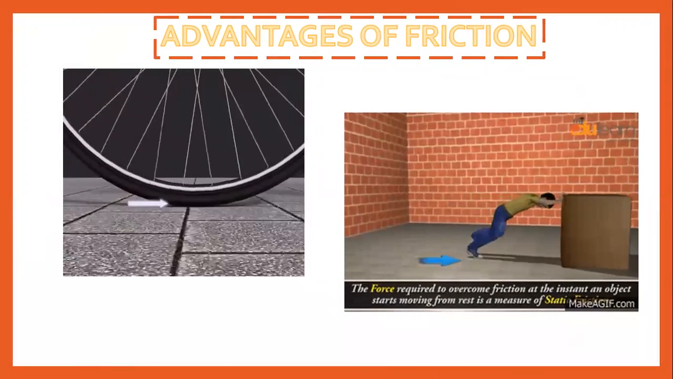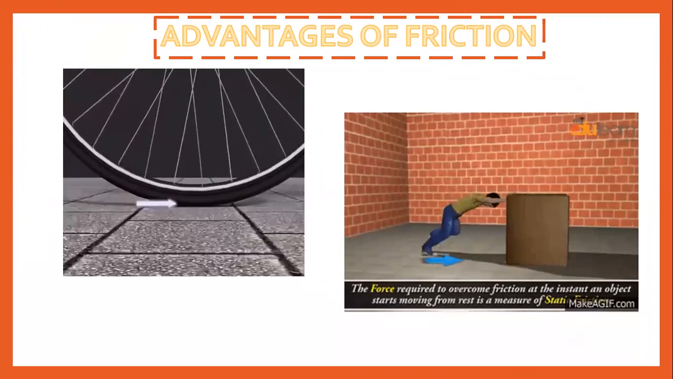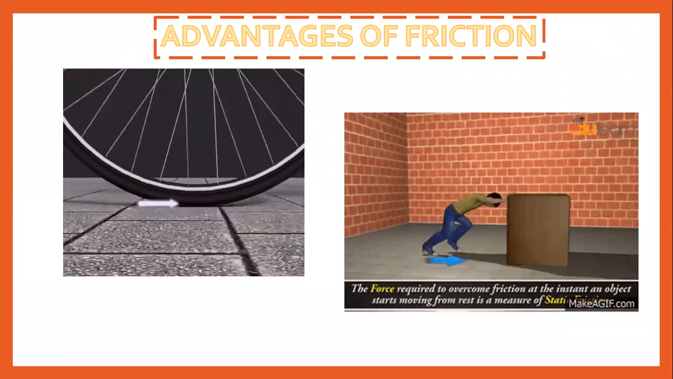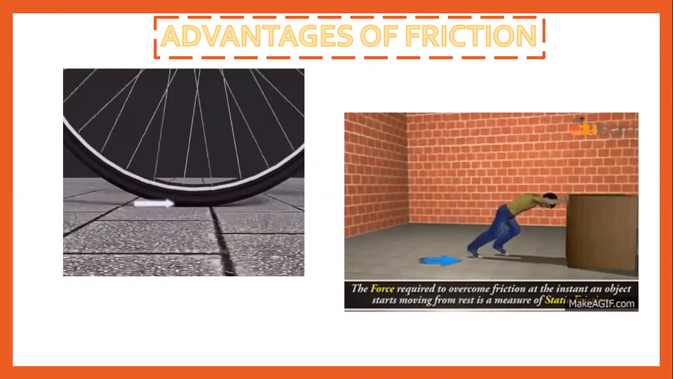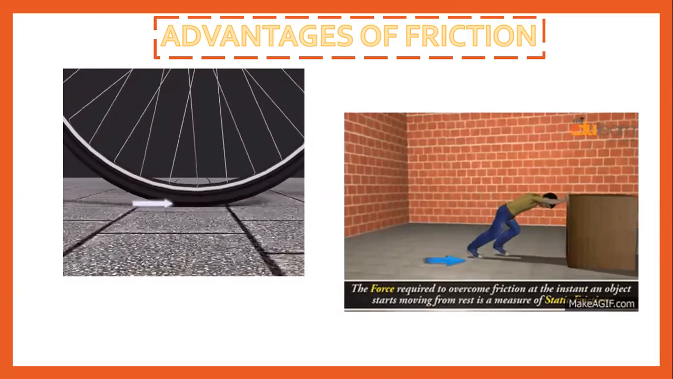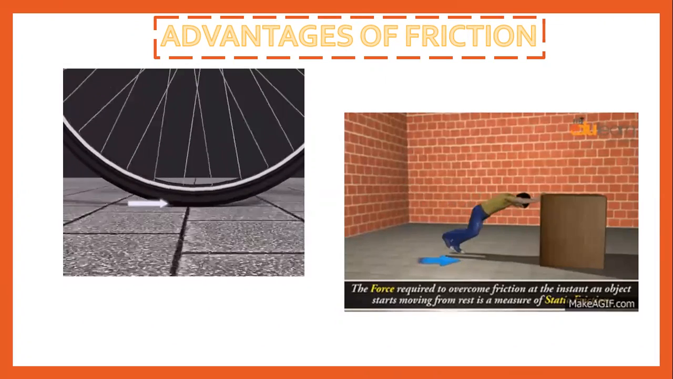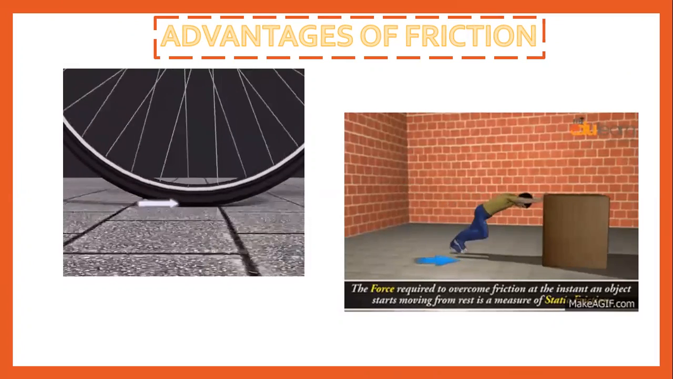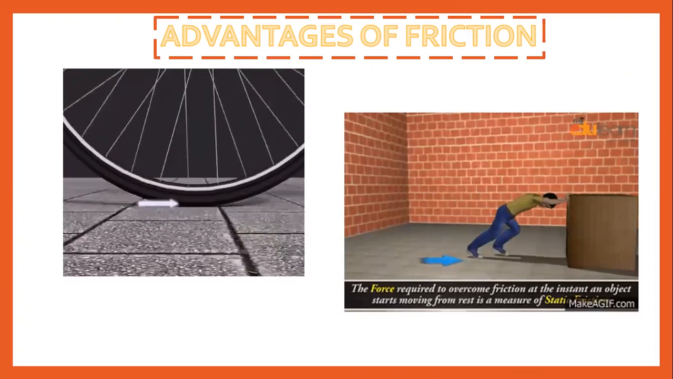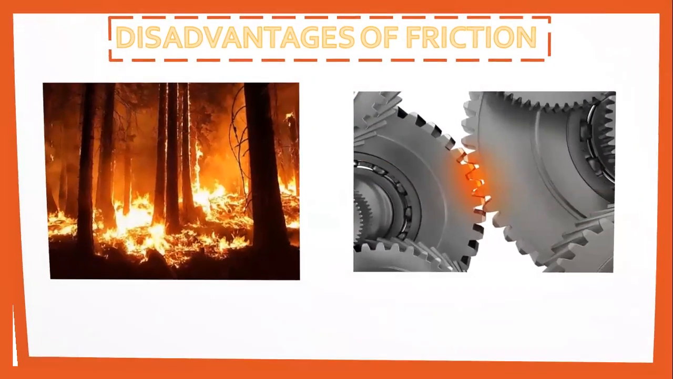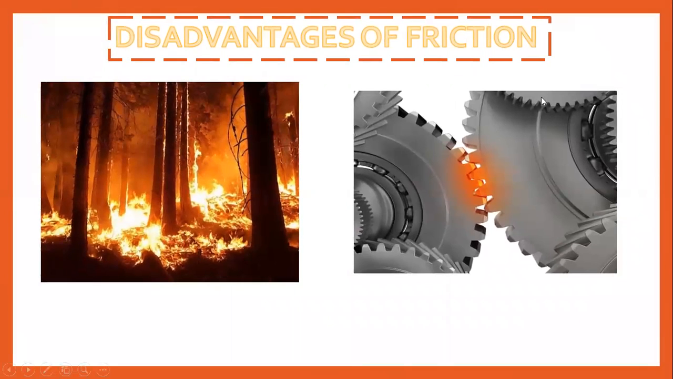Advantages of friction. Due to friction, cars or vehicles move forward without slipping on the road. And due to friction, we can move a block of wood. We apply the force and we can move it easily. And also we have the disadvantages of friction.